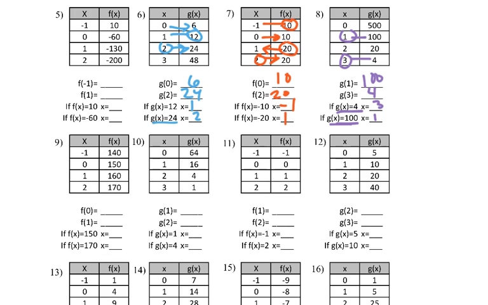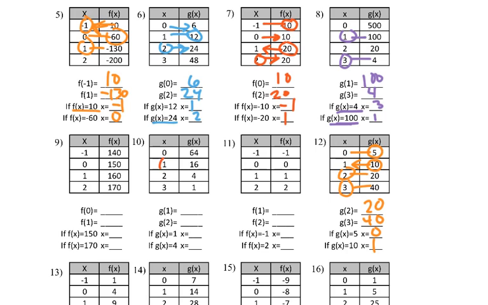Okay, number 5, f of negative 1 would take us to 10. F of 1 would take us to negative 130. F of x equaling 10 would take x back to negative 1, right? And then f of x equaling negative 60 would take us back to x equaling 0. Number 12, g of 2 would take us to 20, g of 3 to 40, g of x equaling 5 would take us to x equals 0, and g of x equaling 10 would take us to x equals 1.